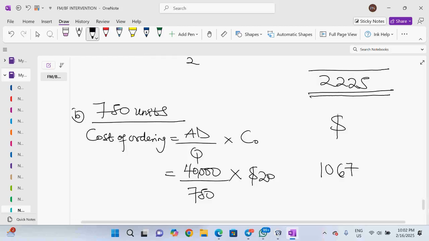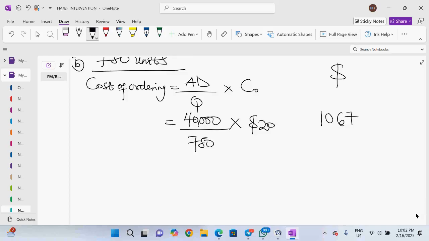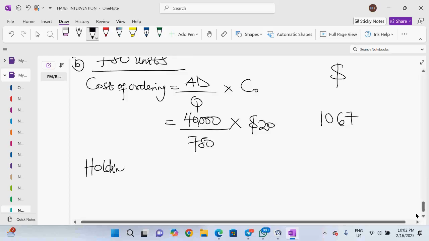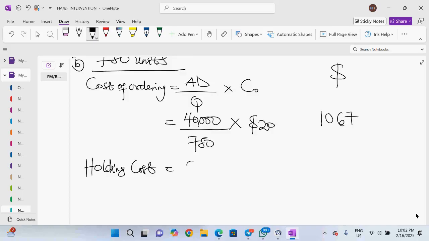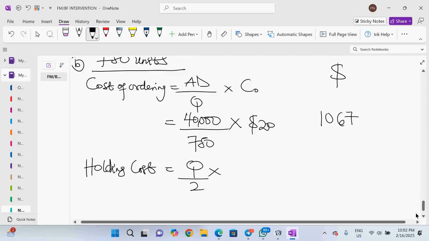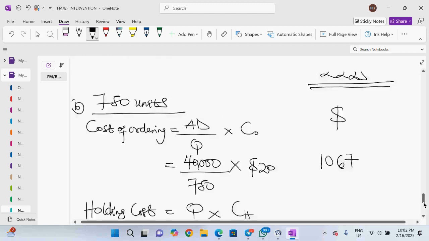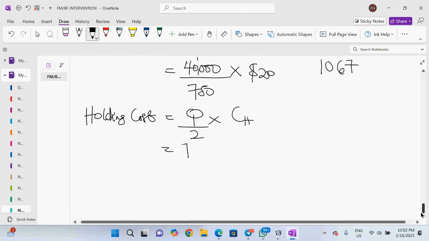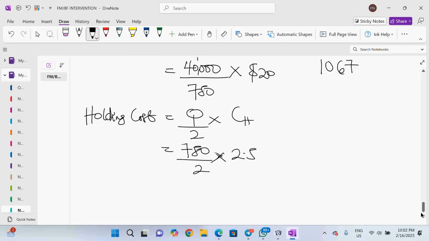Okay. So then what is the holding cost? Holding cost is the Q over 2 times the holding cost per unit. So what is our Q? Q is 750, all over 2 times the holding cost per unit, which is 2.5. So what are we getting?